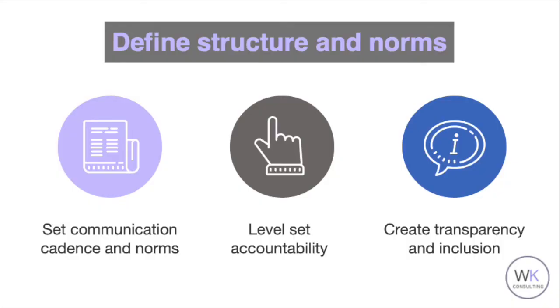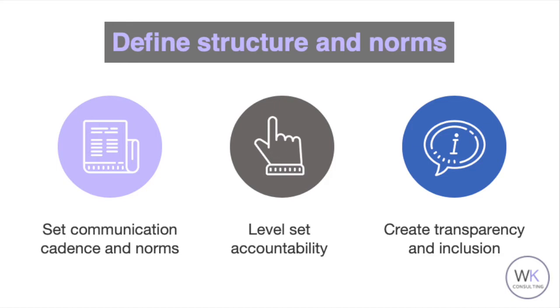All right, let's start with creating structure and norms. And there's really 3 parts here that we're going to be talking about. One is setting communication cadence and norms, level setting accountability, and then creating transparency and inclusion. These are the 3 major components of structure and norms that could really help make remote work effective and also engaging for everyone. So let's start with creating a communication cadence and norms.